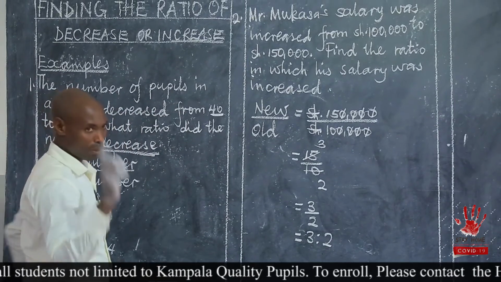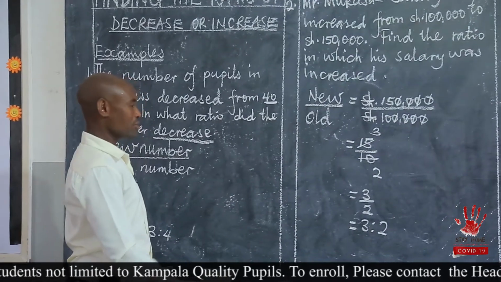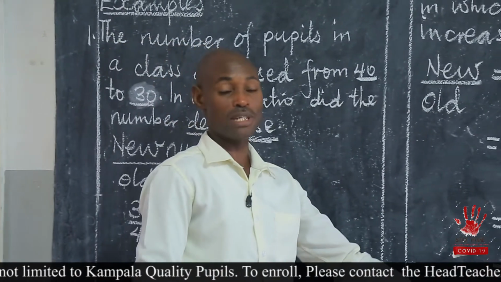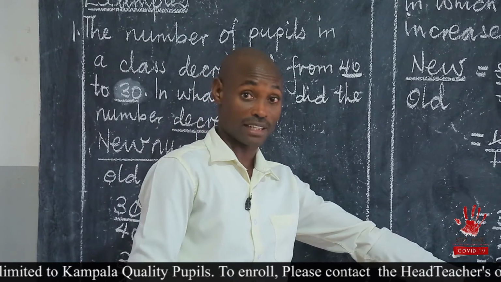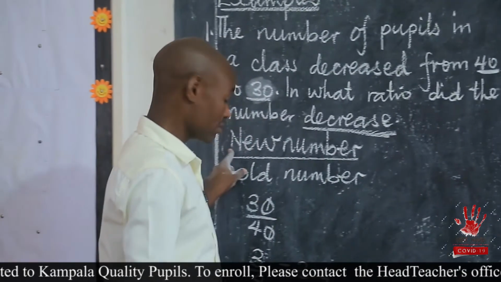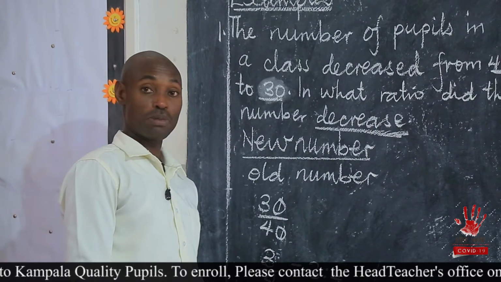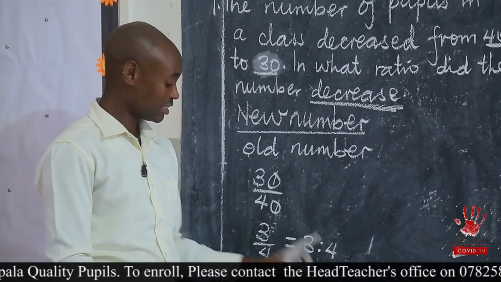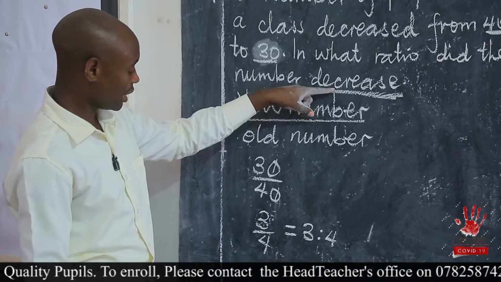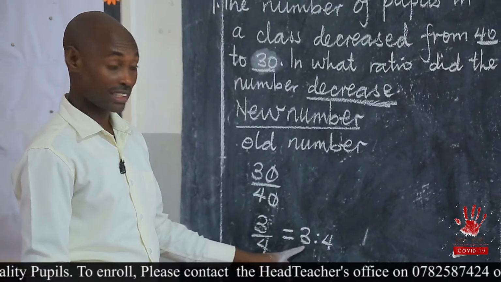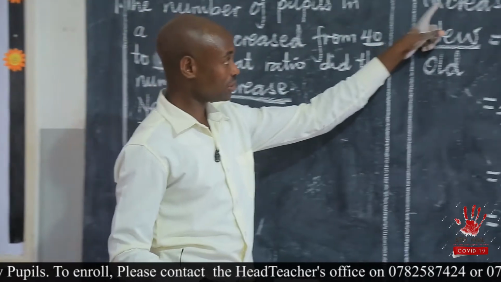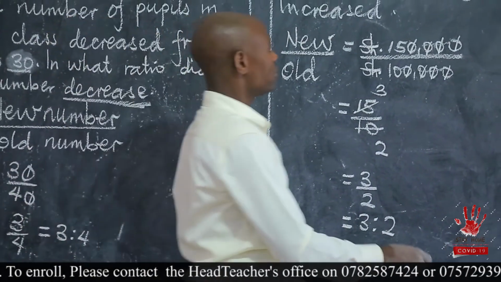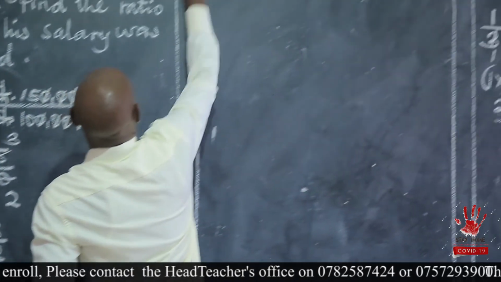Now, a point to note. When we talk about increase, the first figure should always be bigger than the second figure. When we talk about decrease, the first figure should be smaller than the second figure, just the way you see this. We are talking about decrease, the first figure is smaller. We are talking about increase, the first figure is bigger. Can we have a look at another example?